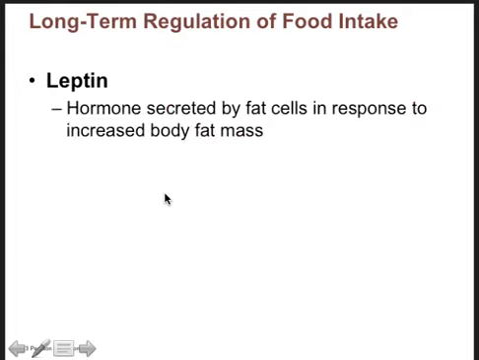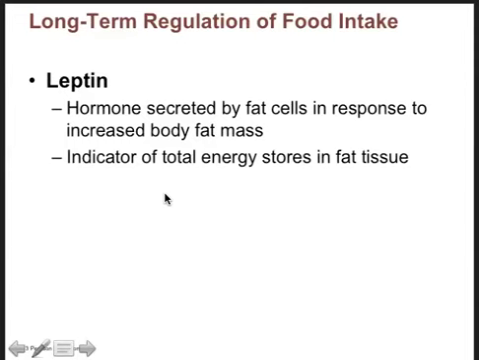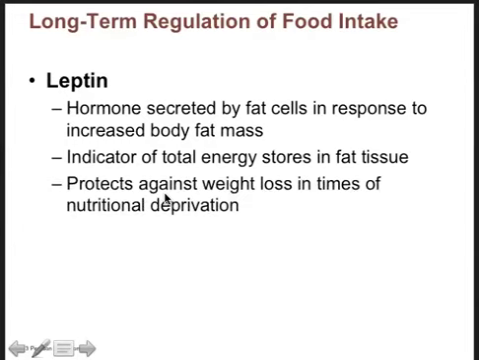Leptin is a hormone that's secreted by fat cells in response to an increase in body mass, and it's an indicator of total energy stores in the fat tissue. It's supposed to protect against weight loss in times of nutritional deprivation. It's thought that a problem with leptin signaling may be one of the links to human obesity. Basically, we end up not responding to the leptin signal. We continue to eat. As a result, we gain weight. So we become insensitive to this particular hormone.